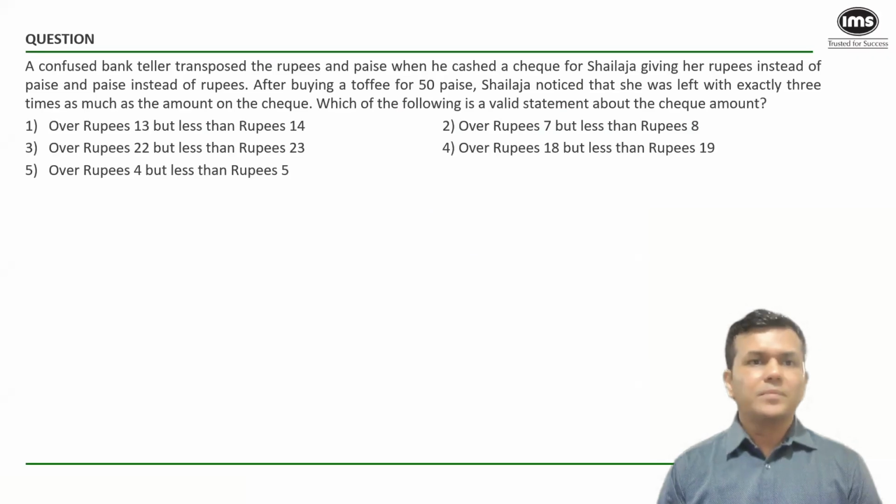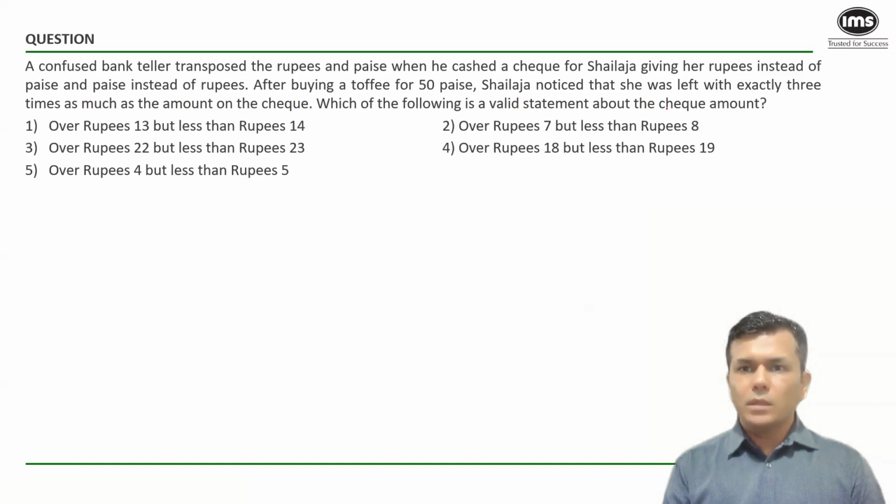Let's get started. So this is the first question. A confused bank teller transposed the rupees and paise when he cashed a check for Shelja, giving her rupees instead of paise and paise instead of rupees. After buying a toffee for 50 paise, Shelja noticed that she was left with exactly 3 times as much as the amount on the check. Which of the following is a valid statement about the check amount?